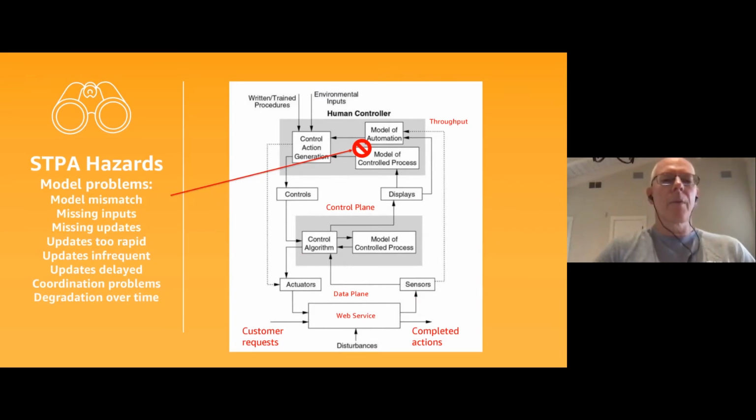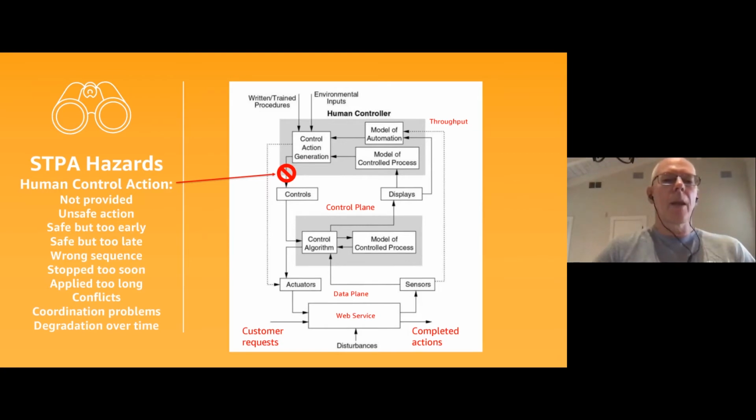Then there's problems with the model. Mismatch, you're not looking at the right inputs. The updates, we've all seen log files scrolling up the screen ridiculously quickly, so we can't see what's going on. Updates may be too infrequent, so you get an update every hour for something that's breaking by the second. Again, coordination problems, degradation over time, all kinds of things there.